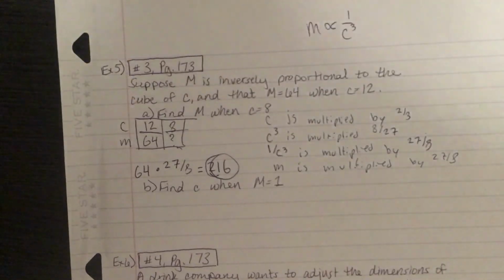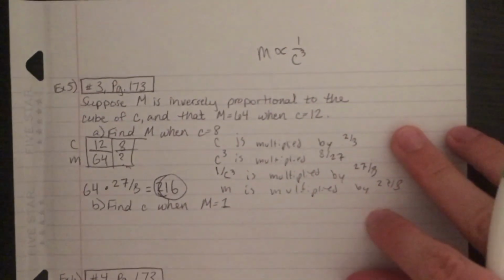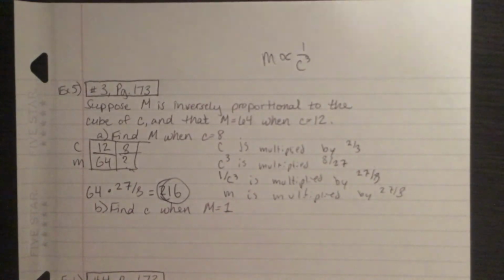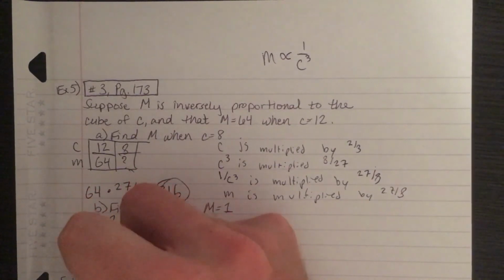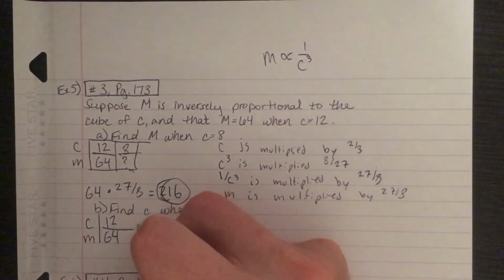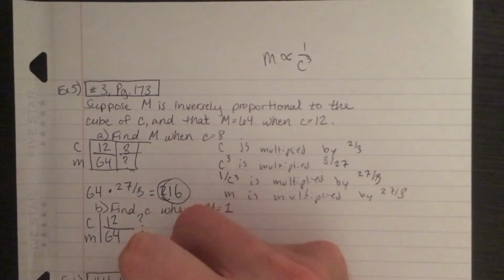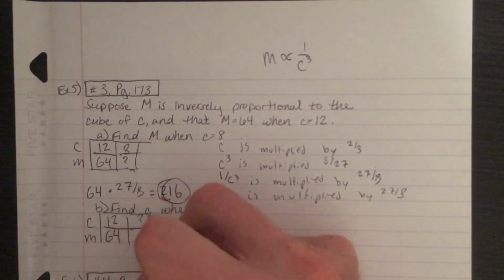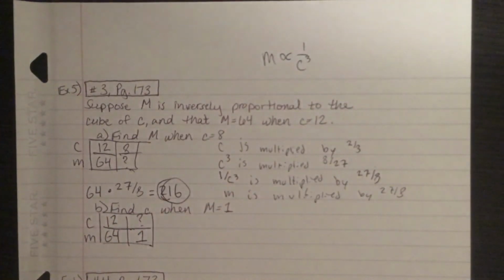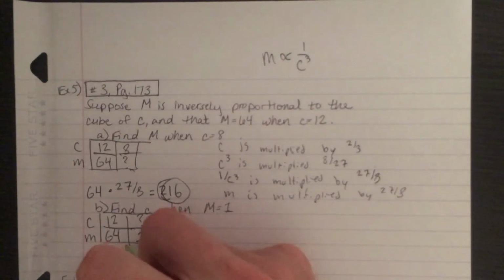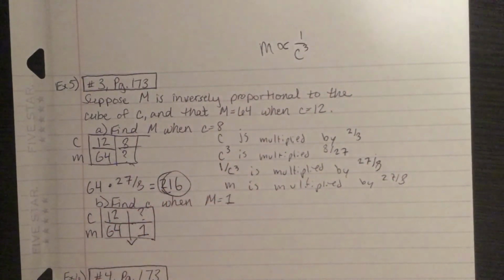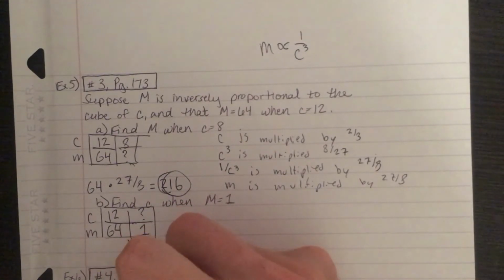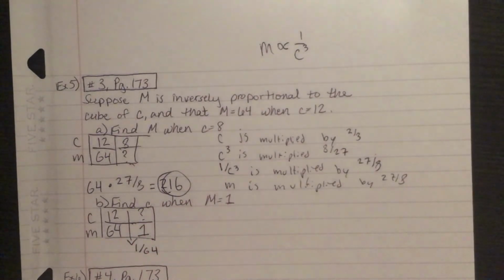I apologize. And then the last thing for today, we're going to find c, excuse me. So same problem. So we've got c, we've got m, 12, 64. And we want to find c when m is 1. So we have to say, okay, well, what is 64 getting multiplied or divided by here to get to 1? And to that, you should say, it's getting divided by itself, which is the same thing as multiplying it by 1 over 64 there.